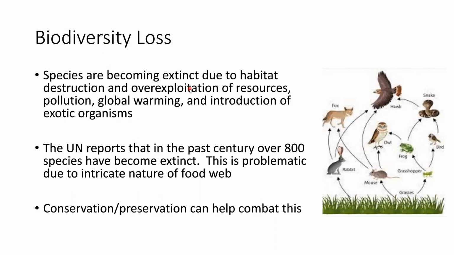But one of the main issues facing environmental science as a field is the loss of biodiversity. We're seeing pretty wide scale extinction, due to things like global warming, habitat destruction, and even introducing different organisms. If we bring in an exotic organism, meaning anything that's not from that area, that's going to disrupt the food web, and that could be a problem for the organisms that already exist there.